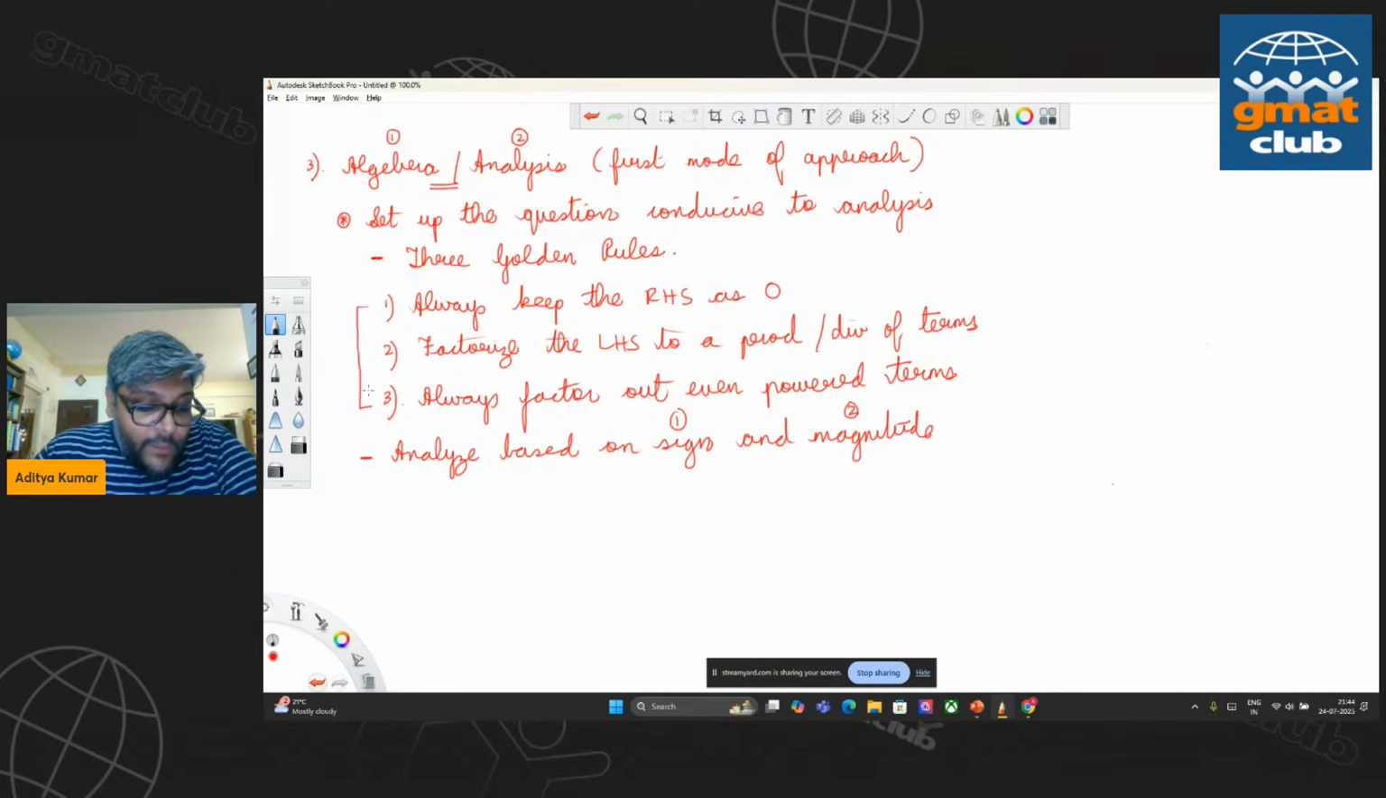So whenever you're working with an inequality question, don't dive right in and try to analyze. Remember, it's always a mixture of algebra and analysis. Algebra should always come first. The algebra bit is used for you to set up the equation such that it becomes easier for you to analyze. So the 3 golden rules will help you set things up. Once you've simplified your equation, you've set it up the way it's supposed to be done, at that point, I would go into analyzing based on sign and based on magnitude.